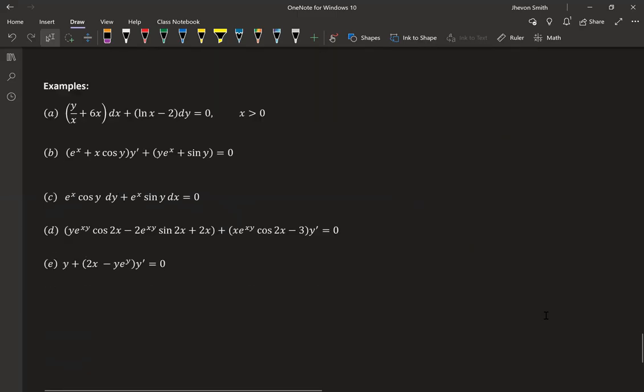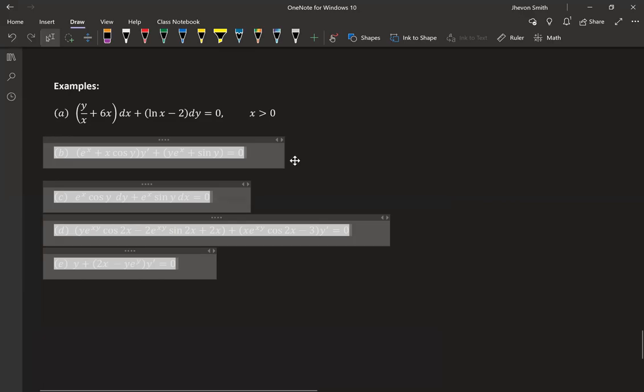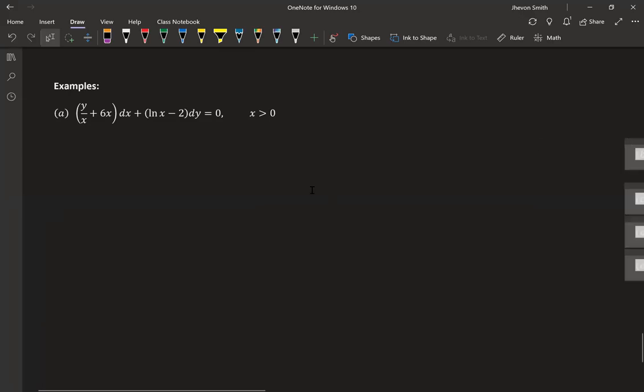Okay, and here are some examples. So let's actually try to get through a couple of these, and I'll leave the rest to you guys for tomorrow. So consider this differential equation here. Consider, there's the word, consider. It's a scary word, okay? I'm going to go through a full solution to this differential equation.